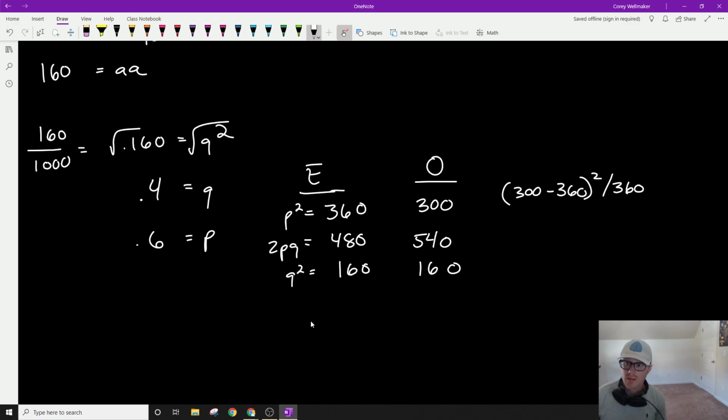I'll remind you of this on Monday, but remember that the degree of freedom for a Hardy-Weinberg equilibrium problem is 1, because there are 2 alleles. So 2 minus 1 is 1. All right, I'm going to work the O minus E squared divided by E out, and then we'll actually do our analysis.